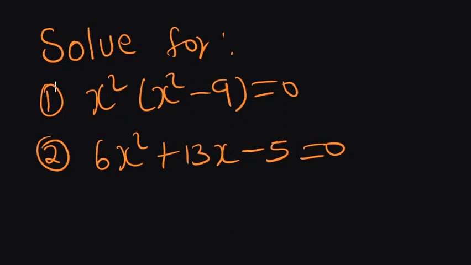In this lesson, we shall solve the following equations. The first equation is x squared into x squared minus 9 is equal to 0. The second equation is 6x squared plus 13x minus 5 is equal to 0. Now, let us start with the first equation.